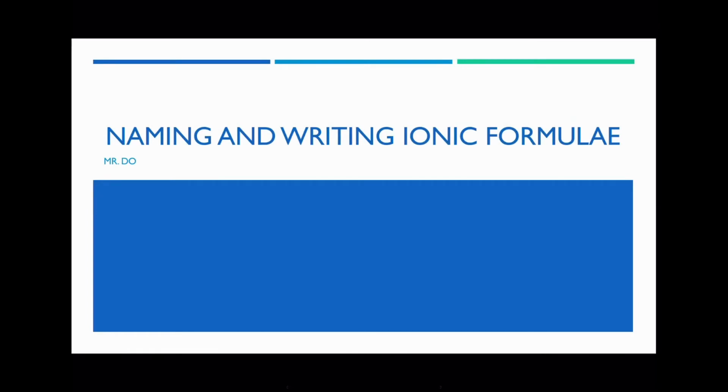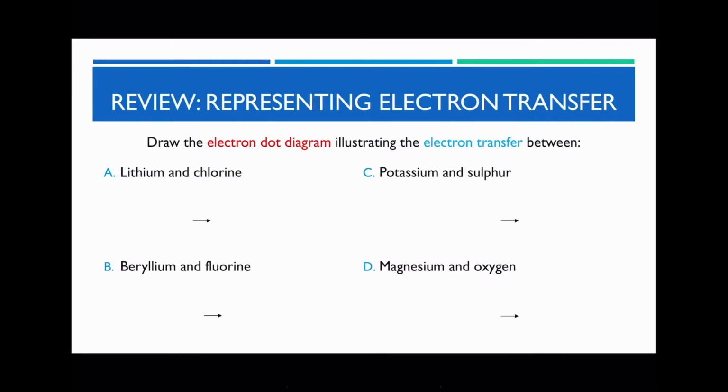Hello class, in this video we're going to be naming and writing ionic formulae. Before we go into that, we're going to quickly review what we covered in the last lesson, which was representing electron transfers. But in this particular example, I actually want to go through how we represent the electron transfer process using the electron dot diagram.